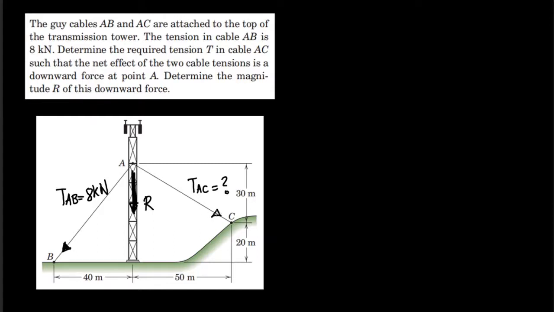Unlike some earlier examples where we have arrows, you can determine if you're going to use positive or negative for your X and Y. So, yeah, guy cables are supposed to hold your tower down, and that's why I'm putting the arrows downward. Okay? What about our angles? So, we are going to look for those values.